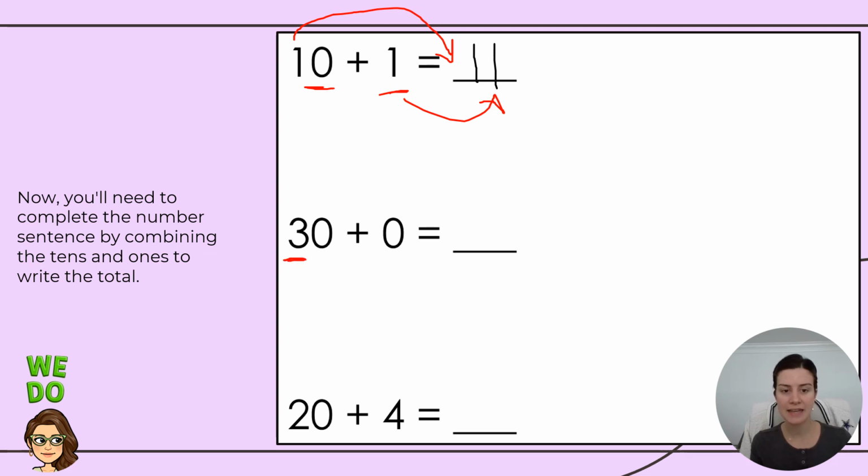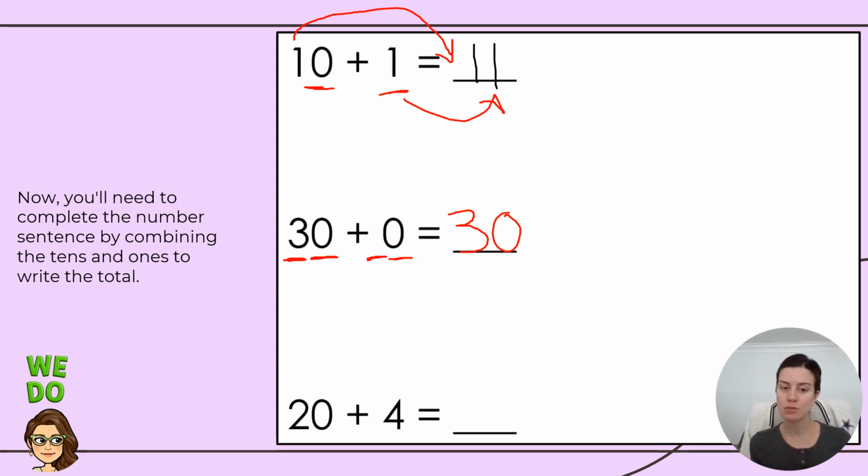So now I'm looking at the number 30 plus 0 equals. I have 3 tens plus 0 tens, right? There's no tens in my second number. 30 plus 0. 3 tens plus 0 tens equals 3 tens. Now let's look at ones place. 0 ones plus 0 ones equals 0 ones. 30 plus 0 equals 30. Next one's a little bit trickier.